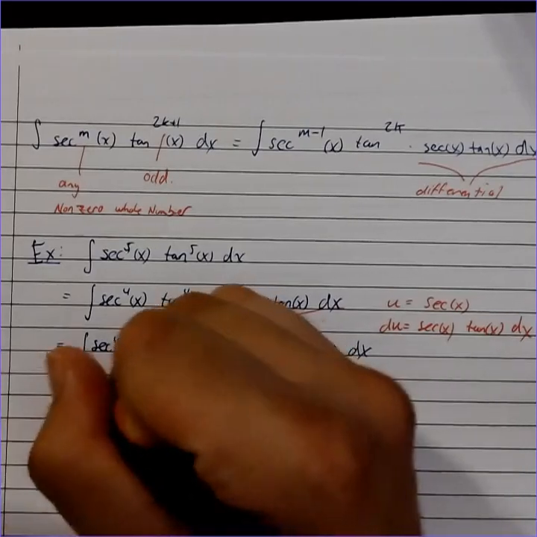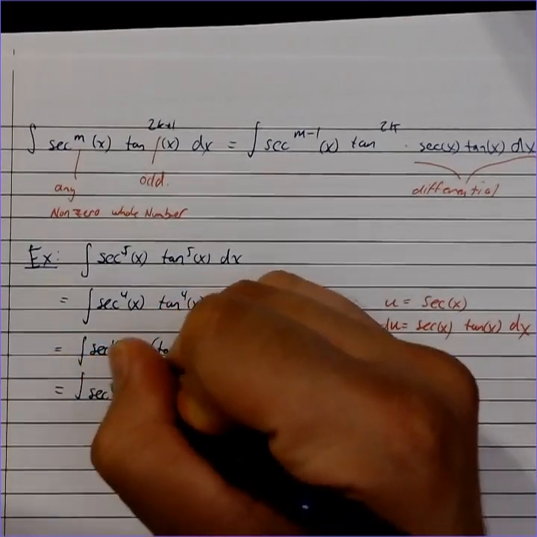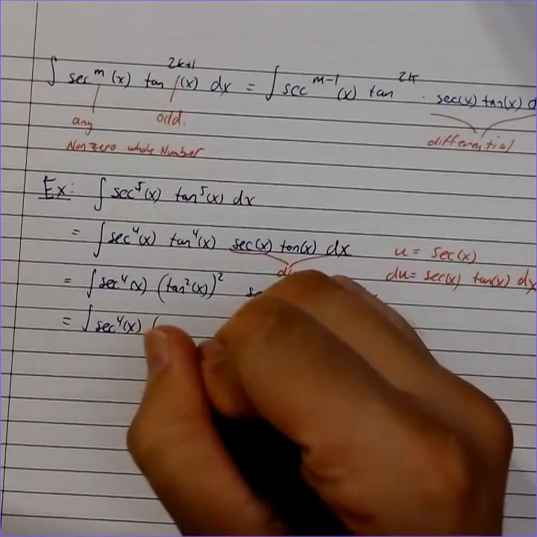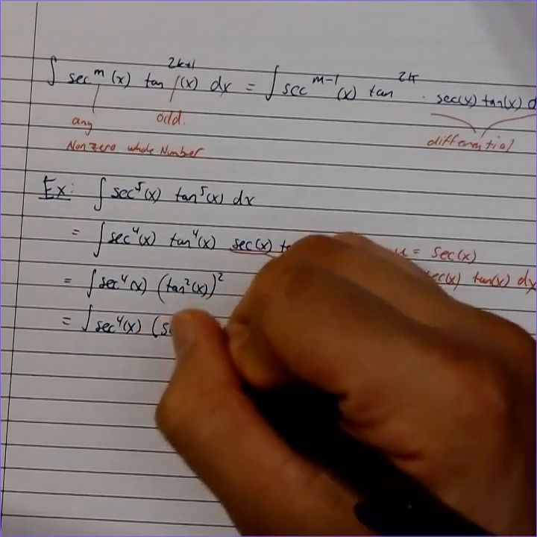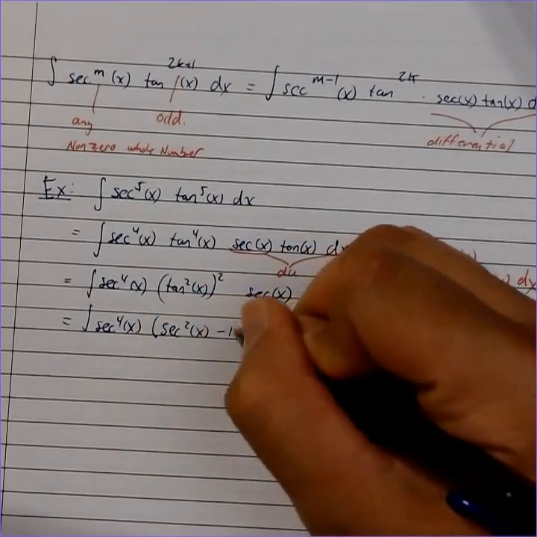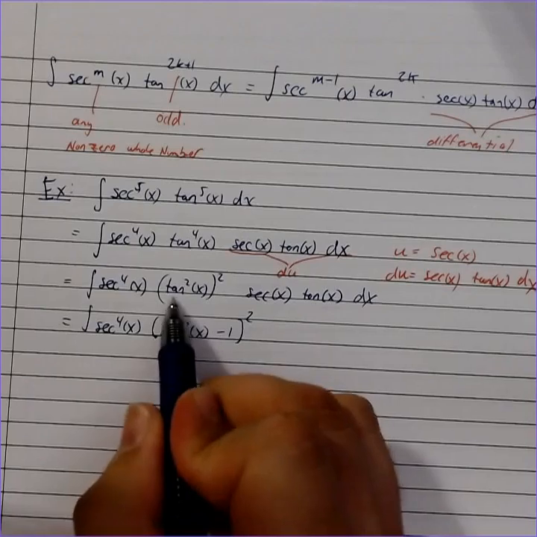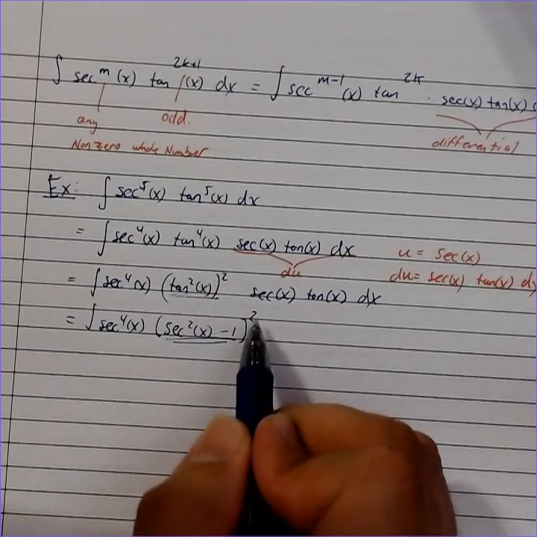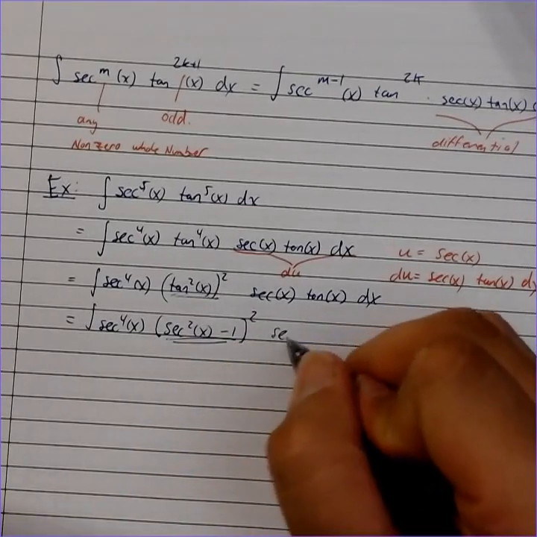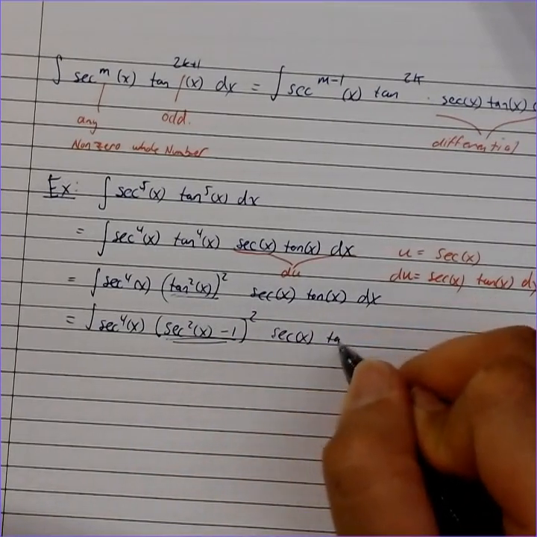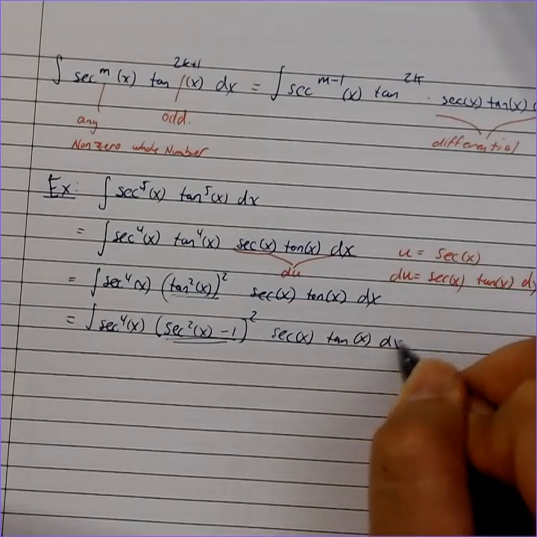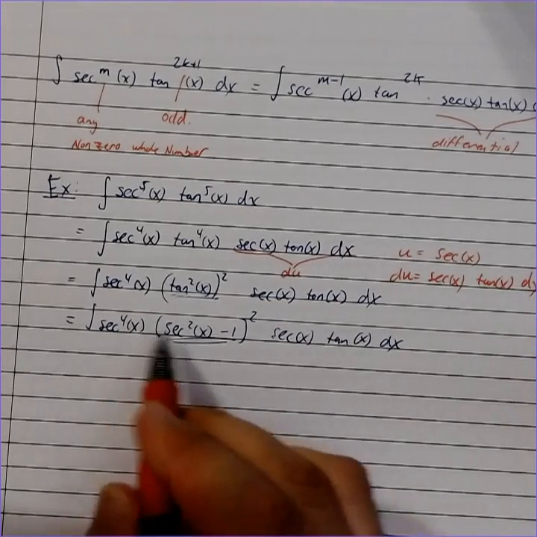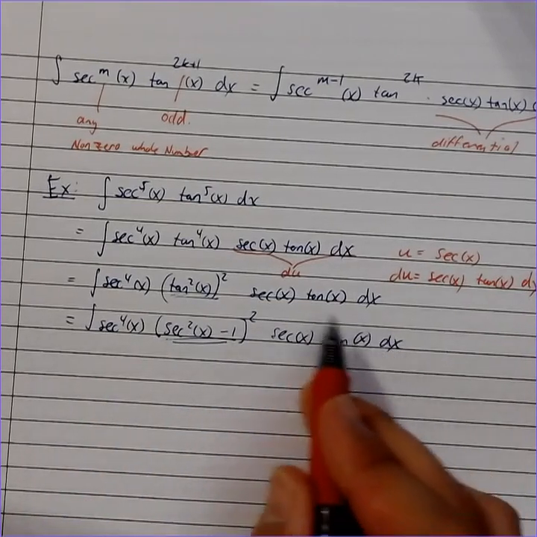We can now write this as the integral of secant to the 4th of x times secant squared of x minus 1, quantity squared. Here, this tangent squared of x became secant squared of x minus 1. Since that's being squared, that's also being squared. Secant of x tangent of x dx. And now, everything is in terms of secant, except for this, which is my differential.